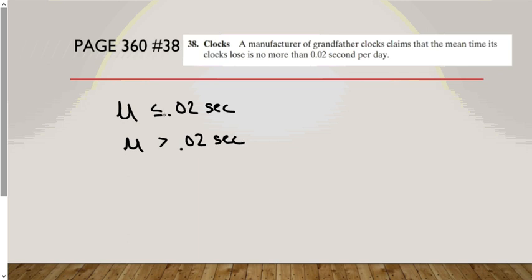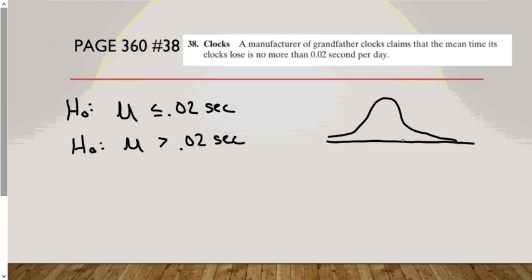Now, because this is the less than or equal to, this will be our null hypothesis, and this will be our alternative hypothesis. We want to see whether or not the true mean time is actually greater than 0.02. Because of that, we are looking for something greater. That means that we're going to be looking here. This is what we would call a right-tailed test, because our alternative is greater than.